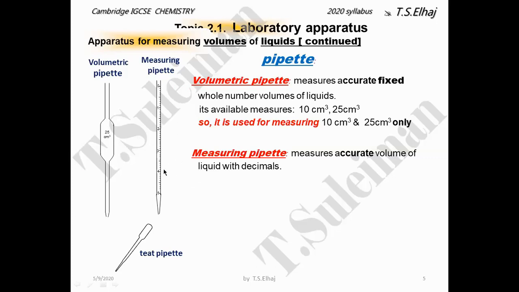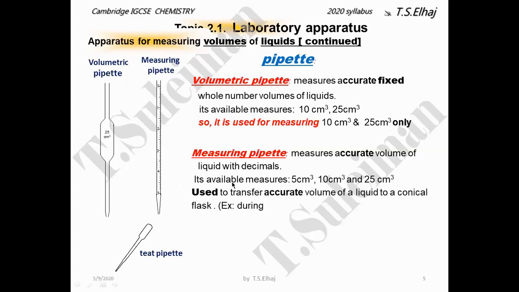So it works the same way as the burette, but unlike the burette, it doesn't have a tap at its bottom. The teeth pipette is another type of pipette. It measures small volumes with lower accuracy than the two types of pipette, volumetric and measuring pipette. The measuring pipette is available in many measures, 5, 10, 25, and so on, used to transfer accurate volume of liquid to a conical flask. All types of pipette are used for this purpose.